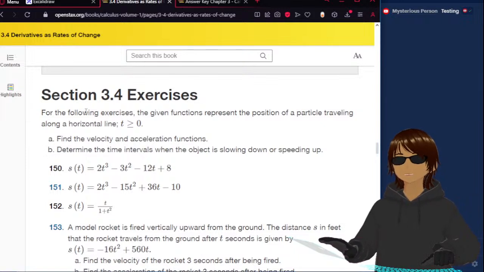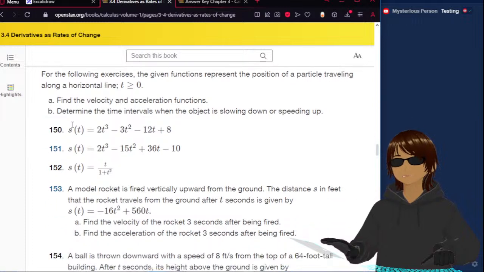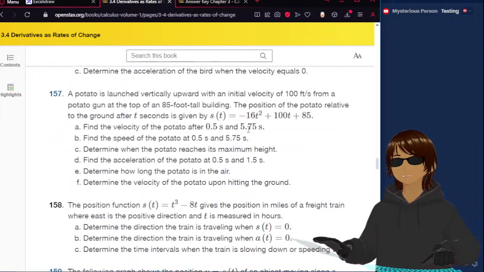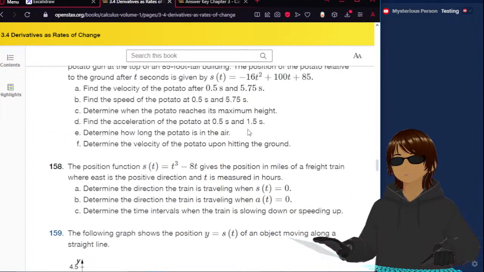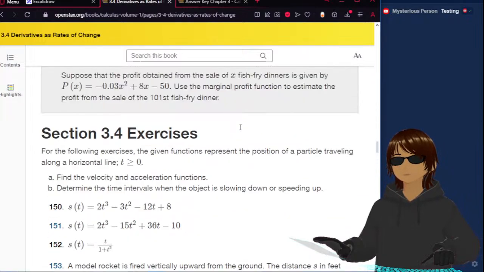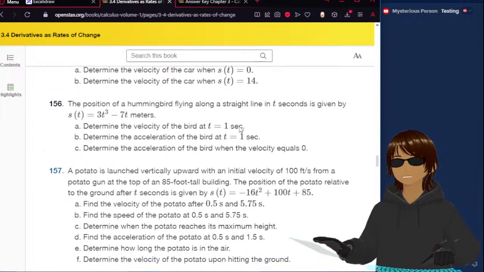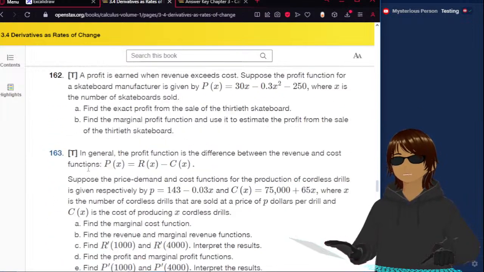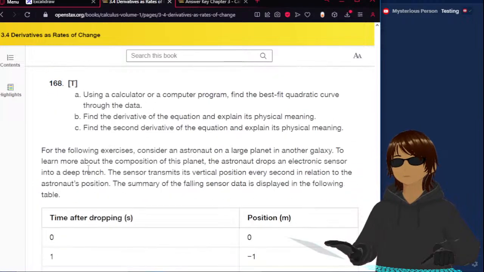Exercises. Use the following exercises. The given functions represent the position of a particle traveling along a horizontal line. Find the velocity and acceleration function. Determine the time intervals when the object is slowing down or speeding up. Okay, there are a lot of questions. Is it all for particles? Like for slowing down and speeding up?